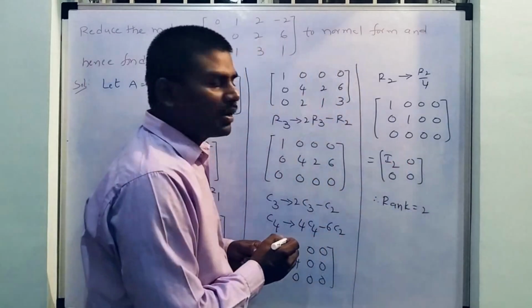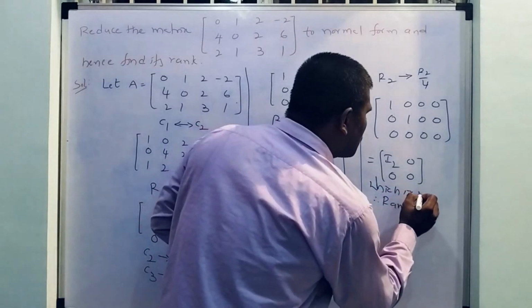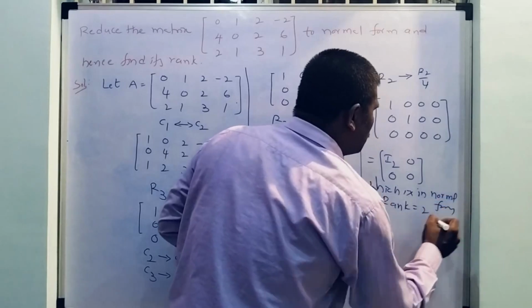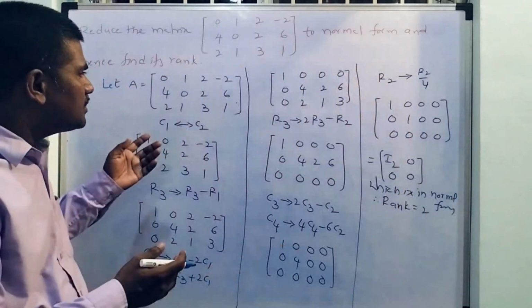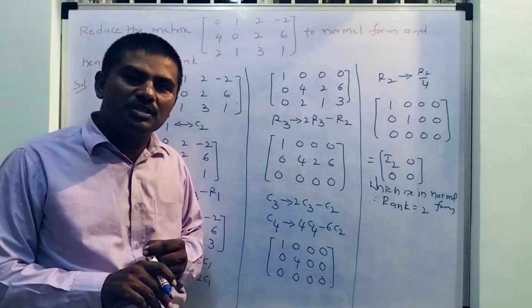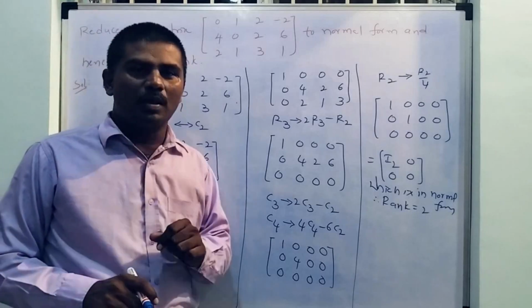This is in normal form, and rank is 2. This is the way how to find the rank of a matrix by reducing it into normal form. Let us see one more problem.